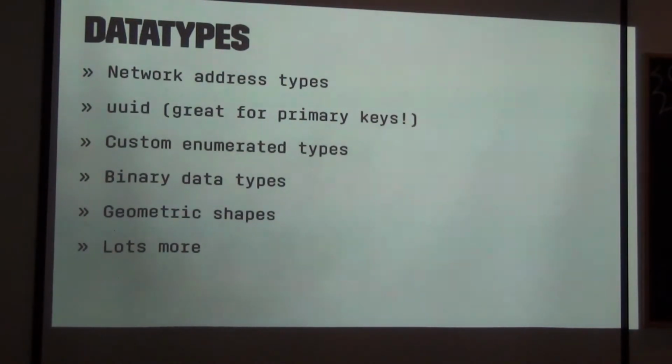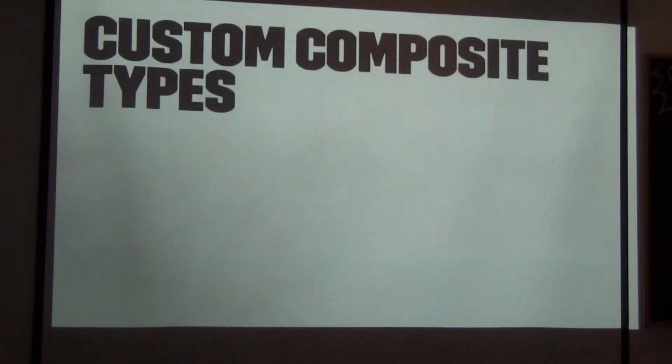For example, you have network address types. If you're dealing with network addresses, there's actually a data type in Postgres that will validate your network addresses for you, so you don't have to do this yourself. You can also use UUIDs, which are great for primary keys, but you can also do things like custom enumerated types. So if Postgres doesn't offer you a data type that fits the data you have, you can make your own. I'd like to talk about that for a second.